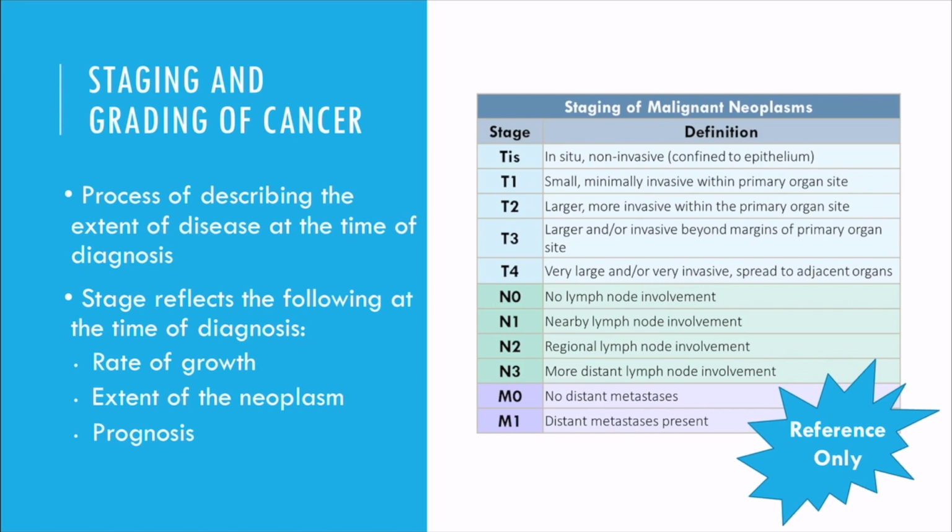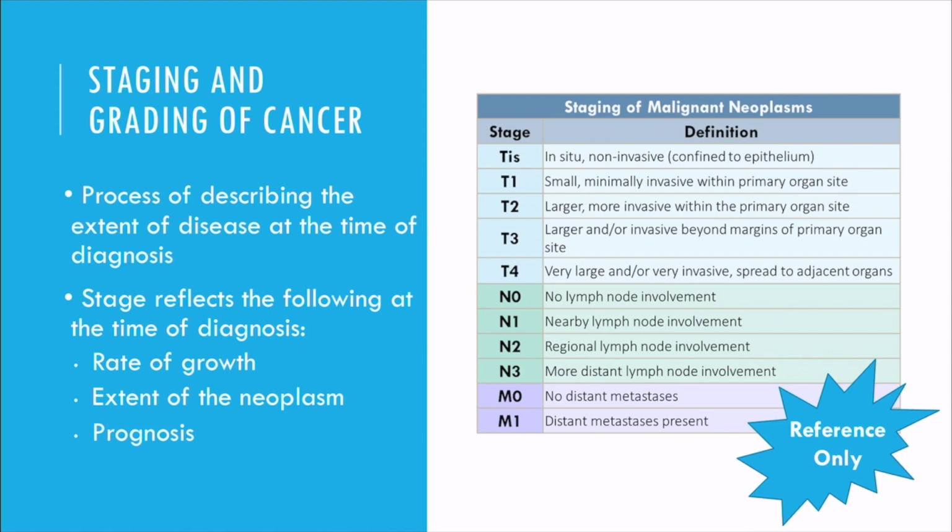So you have probably heard about staging and grading of cancer. This is a process by which, at the time of diagnosis and then at later points when you re-diagnose, you can try to describe how involved the cancer is. And it says in your notes, the extent of the disease. So the staging process gives information on how fast the tumor is growing, the extent of the neoplasm, and also allows oncologists to make a pretty good prognosis for a patient.